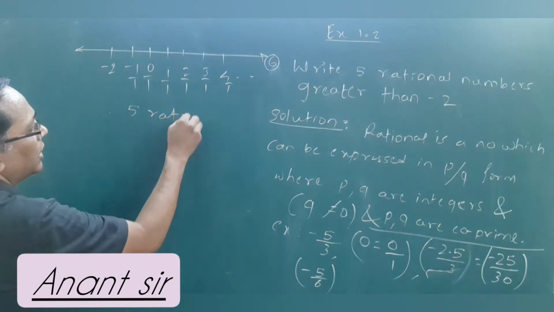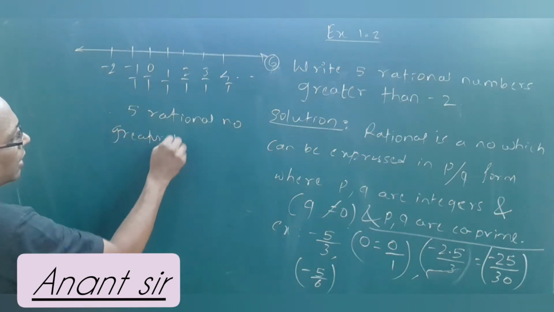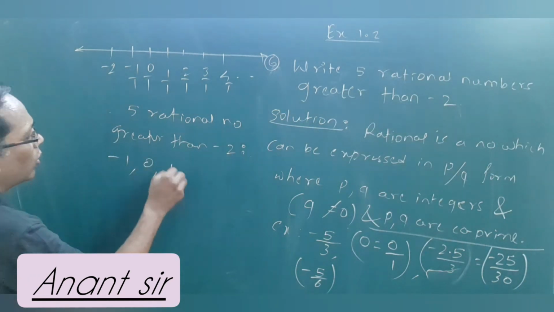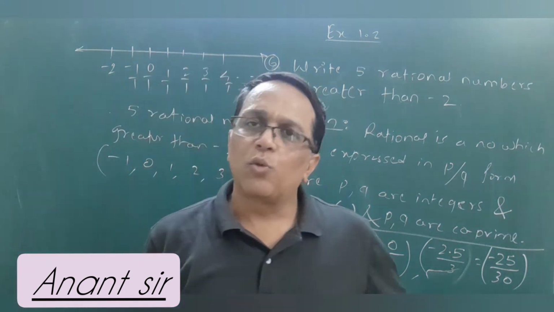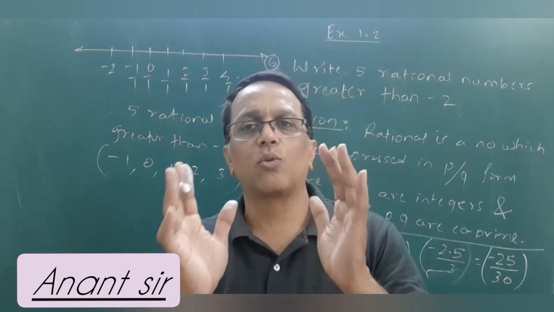So 5 rational numbers greater than minus 2, I will write minus 1, 0, 1, 2, 3. That's it. I hope, students, you have understood the question. Okay, so we will be going now on to the last question of this chapter.